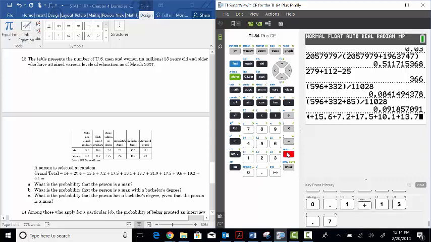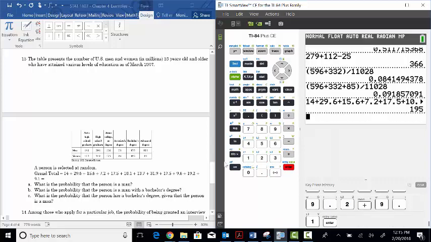Sorry, it takes a while to type into this calculator. And I'm getting a total of 195.